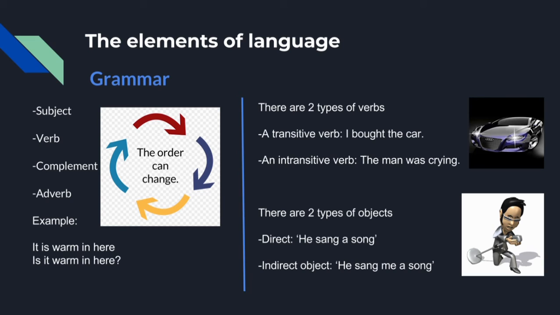We have two types of verbs that are transitive and intransitive. Transitive verbs are the ones that need the presence of a direct object, and intransitive verbs are the opposite. We have two types of object that are direct and indirect object.